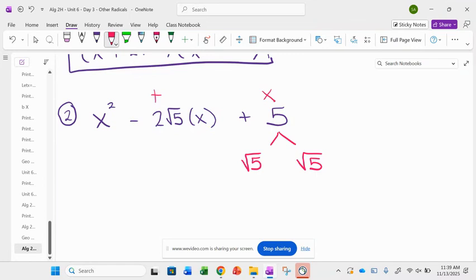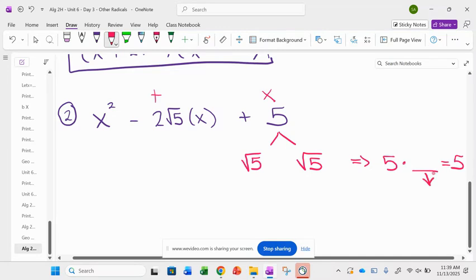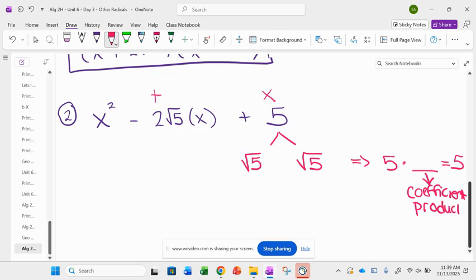Now, what's root 5 times root 5? 5. So right now, this alone is 5. So I need 5 times something that will give me 5. And this number that we're plugging in right here is going to be the product of the coefficients. So what number times 5 gives us 5? 1. So what does that mean? Each coefficient of my factors has to multiply to 1. So what does that mean? Each coefficient has to be 1.